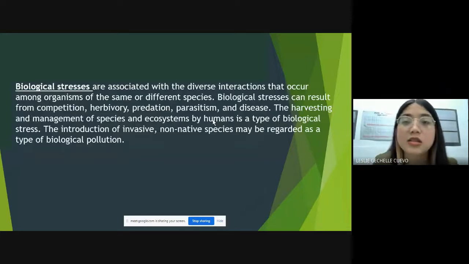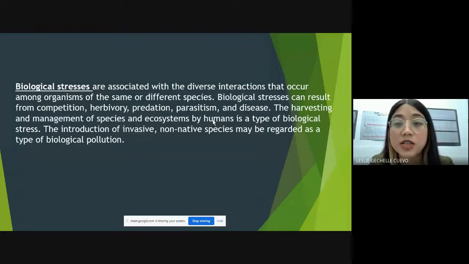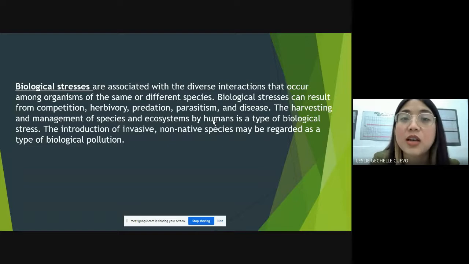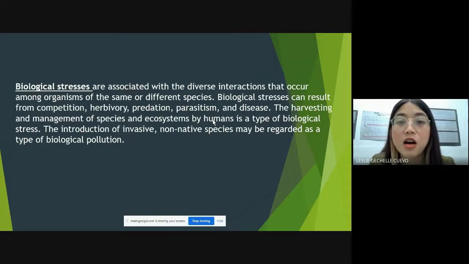Biological stresses. These are associated with the diverse interactions that occur among organisms of the same or different species. Biological stresses can result from competition, herbivory, predation, parasitism, and disease. The harvesting and management of species and ecosystems by humans is a type of biological stress. The introduction of invasive, non-native species may be regarded as a type of biological pollution.